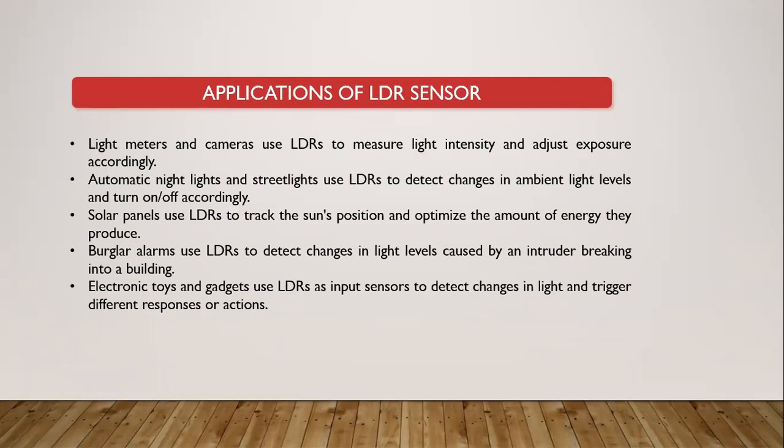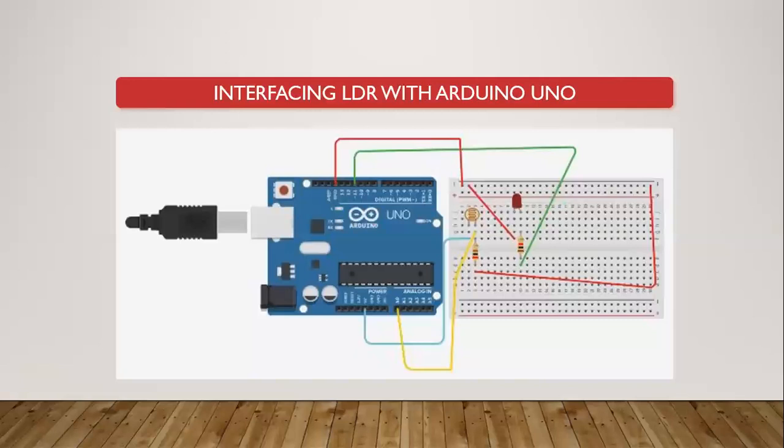And we have many applications of our LDR sensors, like light meters, cameras, automatic night lights, solar panels, burglar alarms, electronic toys and gadgets. In toys and gadgets also we can use our LDR sensors to make buzzer sounds or to move, or lights will glow depending upon the code. Like that, it detects changes in light and can trigger different responses or actions. So all these are applications of LDR.